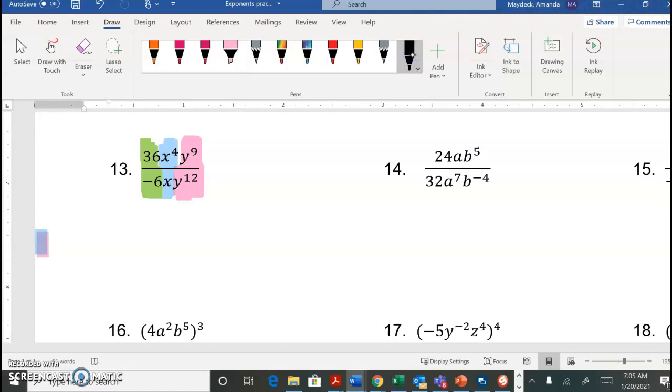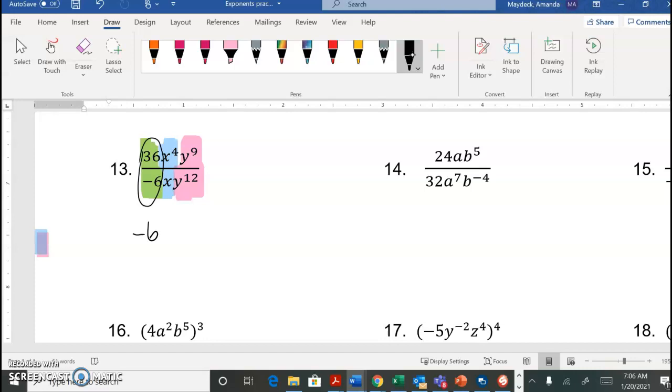In this case, we have our constants, our x's, and our y's, and this is set up pretty nicely because they're right on top of each other, making it pretty simple. The first thing we're going to look at is the coefficients. 36 divided by -6. You're not going to do subtraction or anything. You're going to do regular division because this is just a regular number. So 36 divided by -6 is -6.